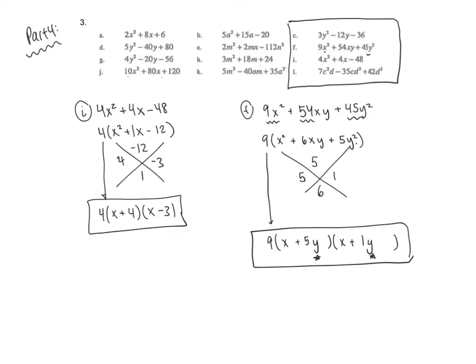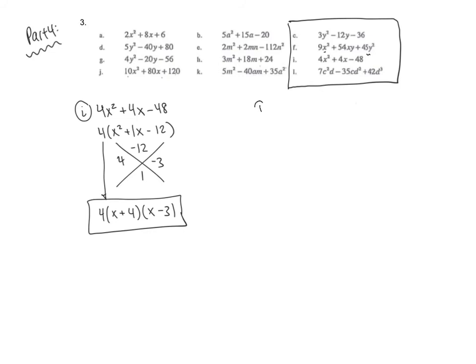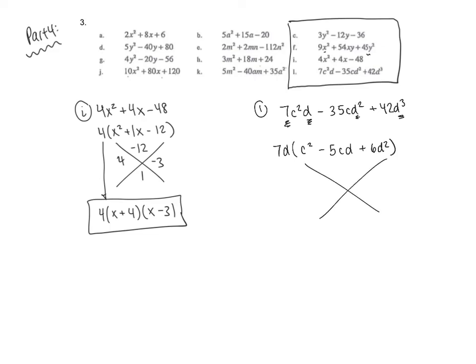Okay. And then finally, letter L, we have 7c squared d minus 35cd squared plus 42d cubed. So all of these, I can factor out a 7 and a d, because all of them have a 7 and a d. So I'm going to divide out a 7 and a d, and I'm left with c squared minus 5cd plus 6d squared.